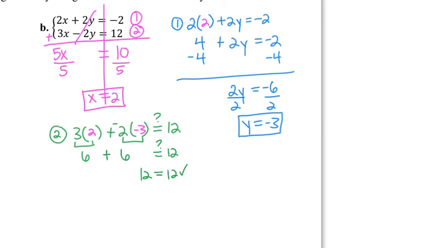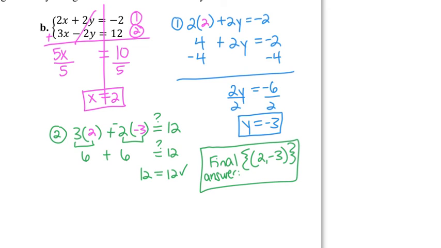So again, our final answer, written as a coordinate point, will be our x first, and then our y. So 2, negative 3, and I'm going to go ahead and put it in curly braces. And that's it for your turn number 1, part B.